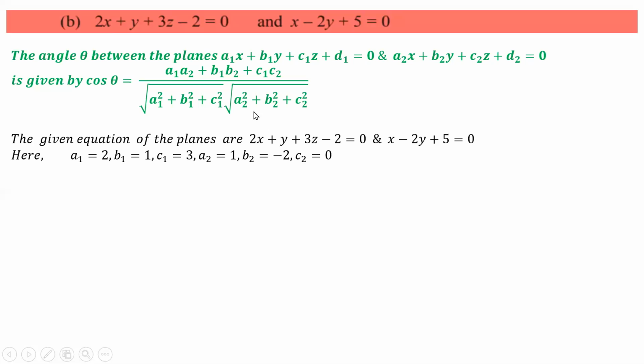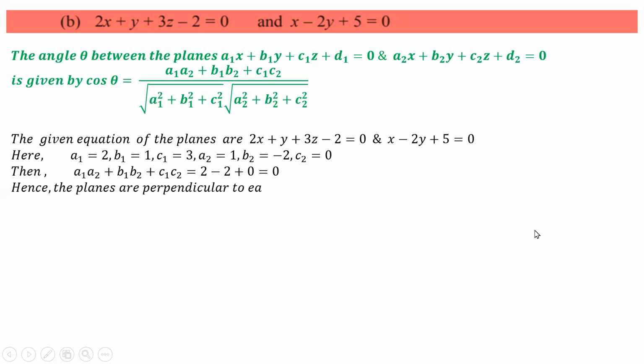So if they are not parallel, let us check whether they are perpendicular or not. That is a1 a2 plus b1 b2 plus c1 c2. If we find the value of them, that is 2 into 1, that is 2, 1 into minus 2, that is minus 2, plus 0. So ultimately the value is 0. Since a1 a2 plus b1 b2 plus c1 c2 is 0, that means the planes are perpendicular to each other. This is the Cartesian condition for perpendicularity. So if two planes are perpendicular to each other, the condition in the Cartesian form is a1 a2 plus b1 b2 plus c1 c2 will be 0.